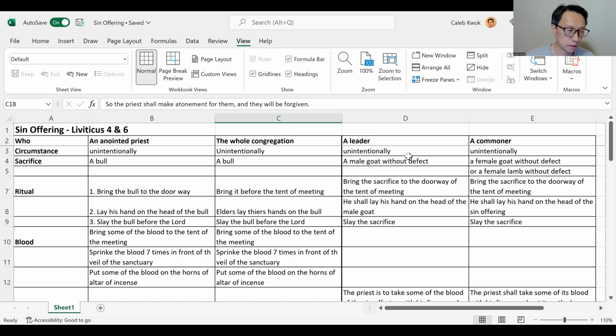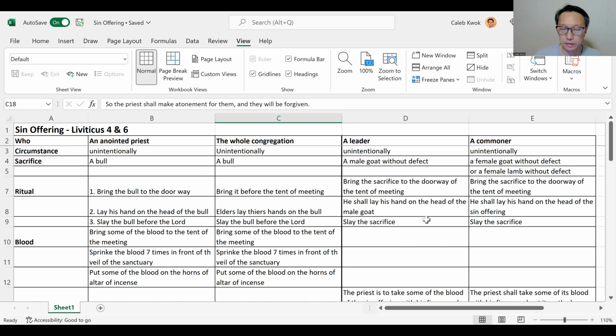So, either a goat or a lamb, the ritual, the things that they need to do, are the same. All right, let me go back to the third column, which is a leader. Bring the sacrifice to the doorway of the tent of meeting, and then he shall lay his hand on the head of the male goat. Now, for the commoner, he will lay his hand on the head of the sin offering, that refers to the female goat or the female lamb, right?